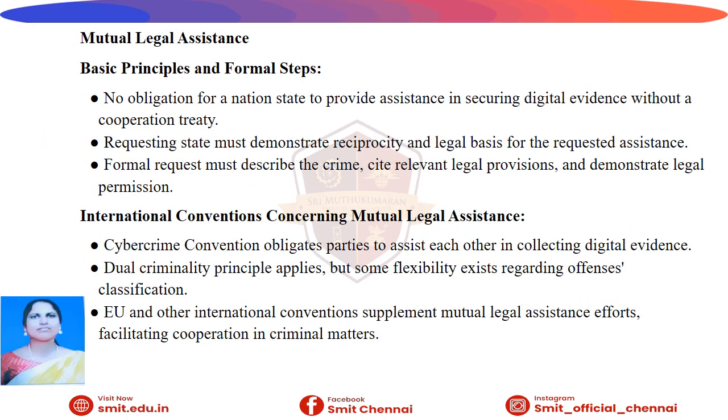And mutual legal assistance. Here, the basic principle is that no country must help unless there is a treaty. As we saw previously, it involves requesting assistance and receiving the request. Mutual legal assistance plays an important role while collecting evidence from other countries through international cooperation. A formal request must describe the crime, mention the legal sections, and show the legal authority.